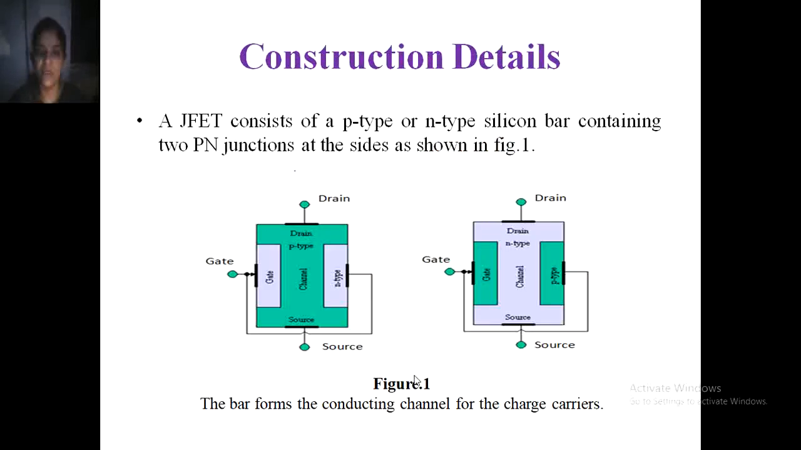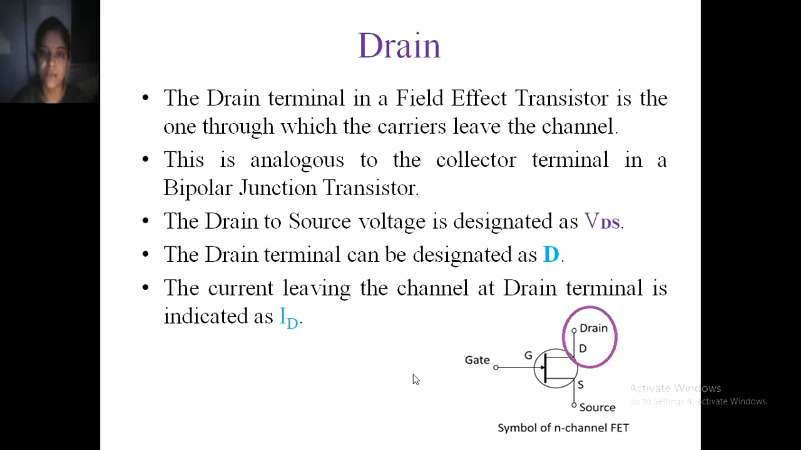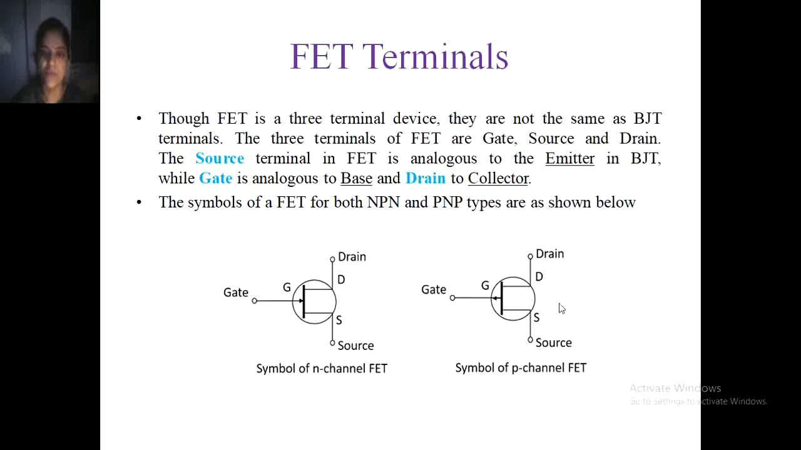So we have seen the construction details. Let us summarize again. The FET has three terminals: drain, gate and source. In the symbol, the arrow shows the conventional current for the N channel JFET. Likewise, the P channel also shows the conventional current of the JFET.